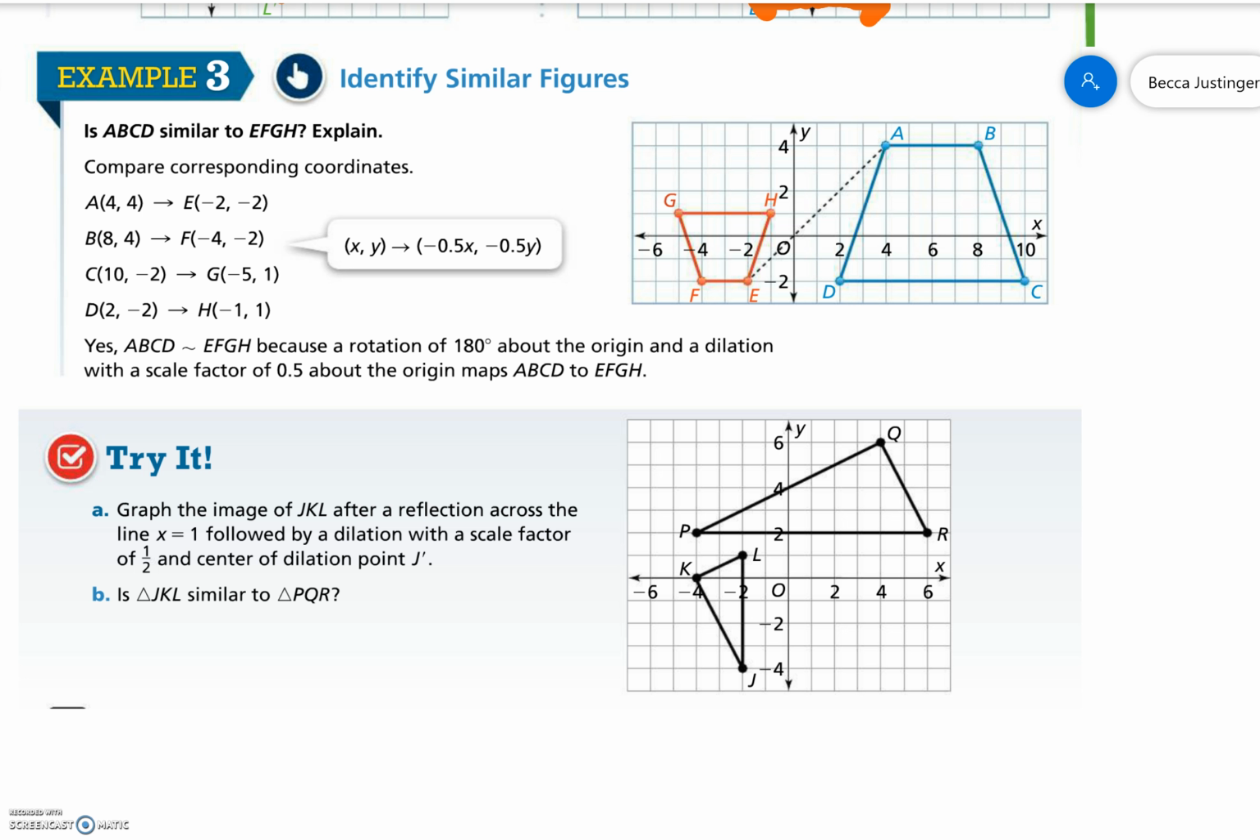So looking at the coordinates, we see that if we just multiply everything by -1/2, that tells me there's going to be a rotation of 180 degrees. Remember, because everything changes their sign. And then a dilation of a scale factor of 1/2.